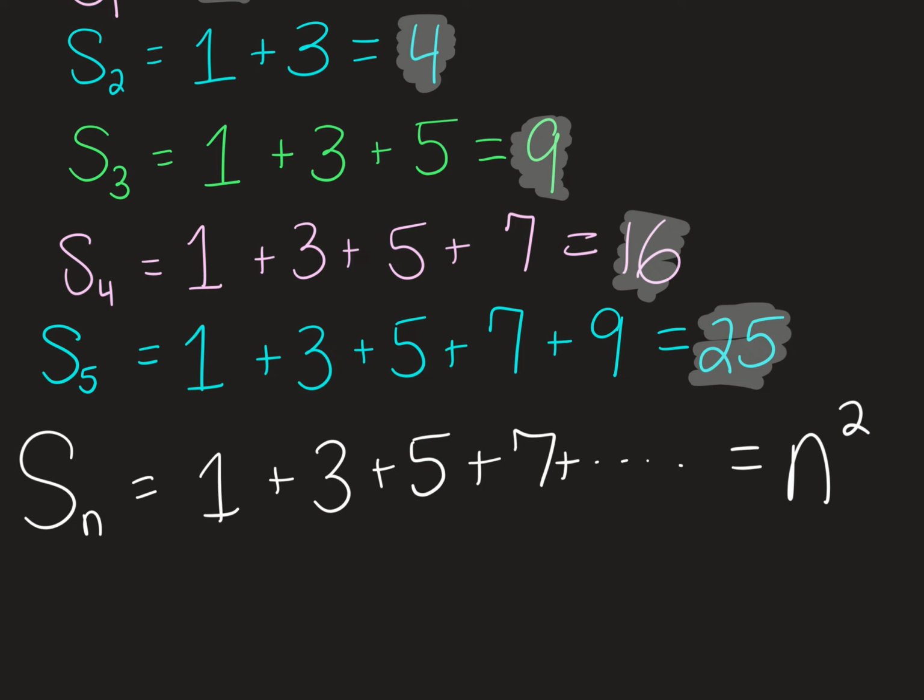Okay? So prime numbers can only be divided by 1 and itself. So like 5. 5 is a prime number because you can only divide it by 1 and 5. 4 is not a prime number because it can be divided by 1, 2, or 4. Okay, so here we go.